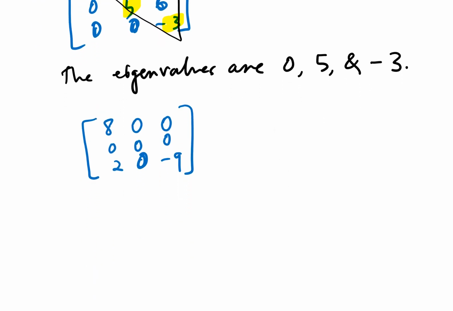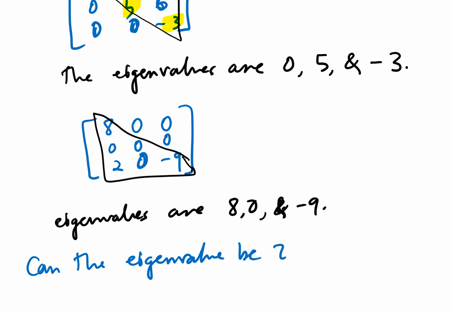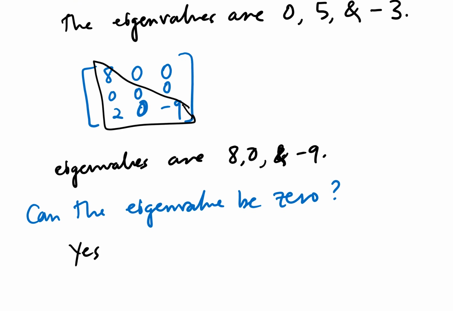So let's do this one. As you can see, this is a triangular matrix again. So the eigenvalues are 8, 0, and -9. A question someone asked: can the eigenvalue be 0? The answer is yes, but not the eigenvector. Okay, it can be 0.